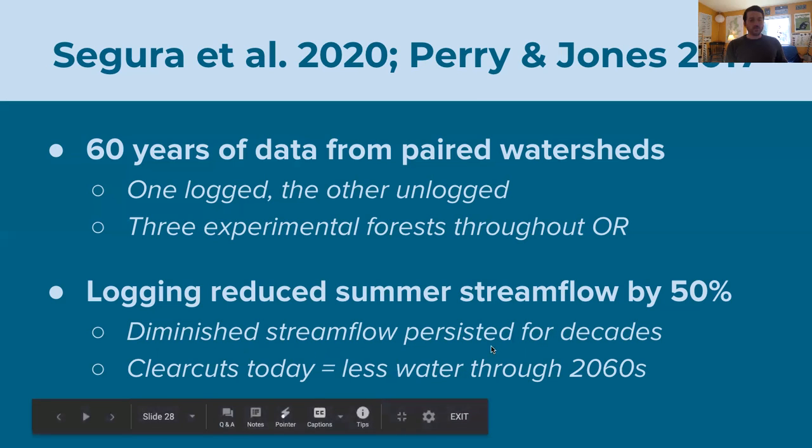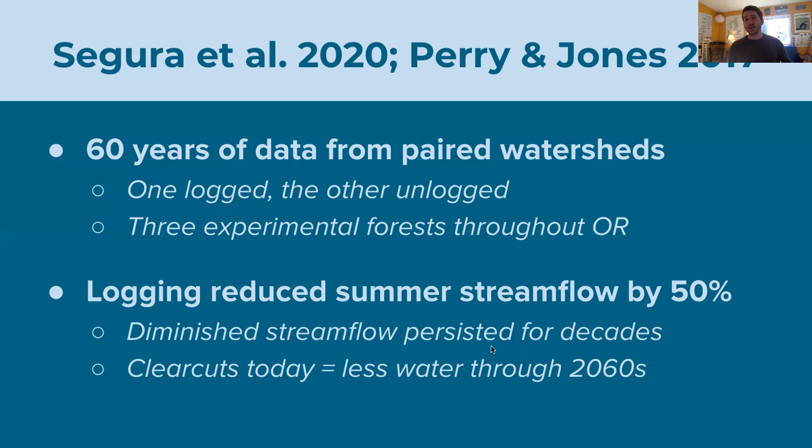This diminished stream flow doesn't just last for 3 or 5 years. It actually lasts for multiple decades. The scientists found that starting 20 or 30 years into a plantation's life, there were marked declines in stream flow levels, and that persisted for decades.